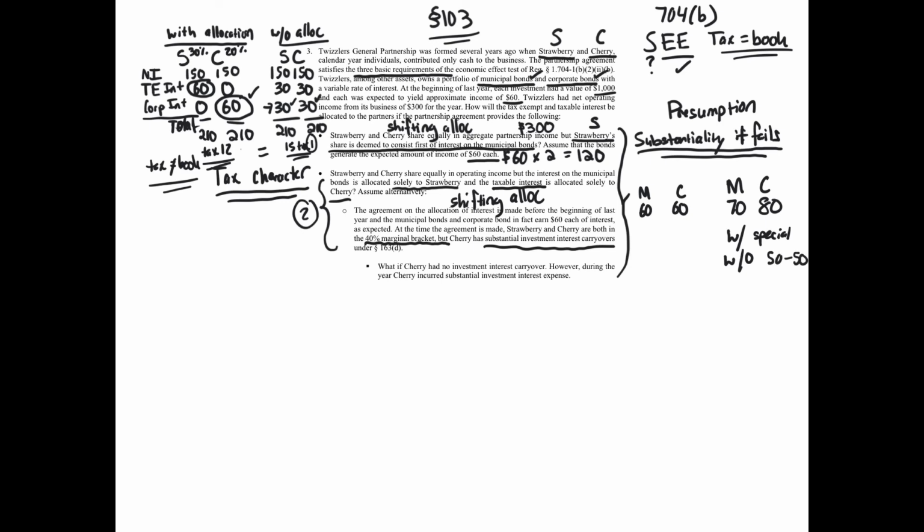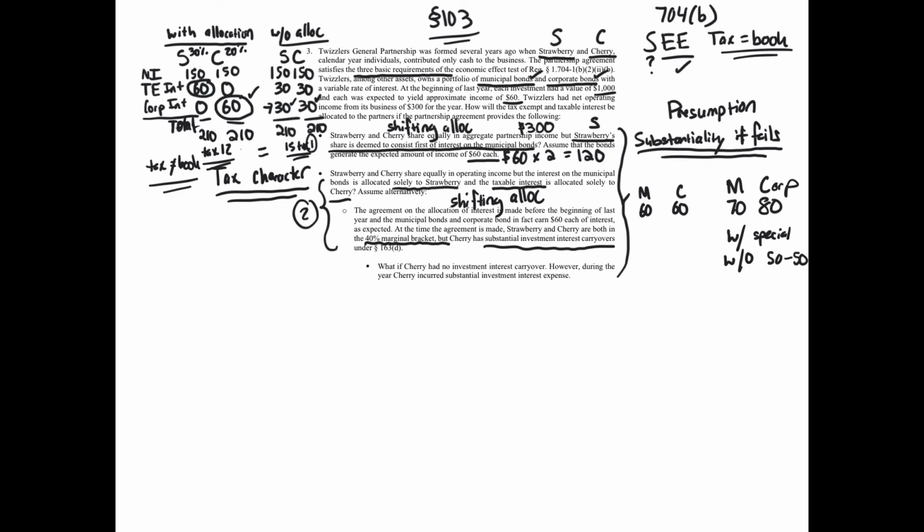And it'd be different because with the special, you have 70 all allocated to strawberry, and then you'd have 80 of the corporate, right, all to cherry. And if you did 50-50, you add them together, you get 75-75, so that's a $5 differential. And that would affect the capital accounts. That would be substantial because that ends up having a difference, right, in the allocation.